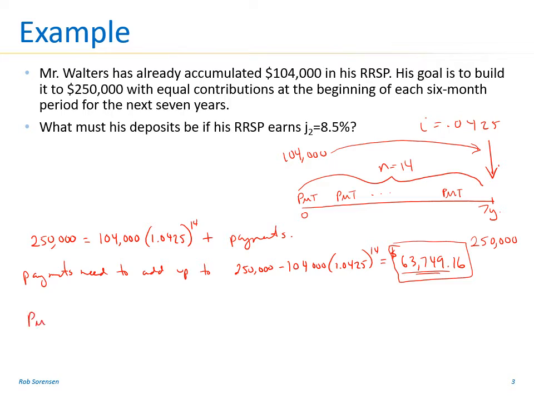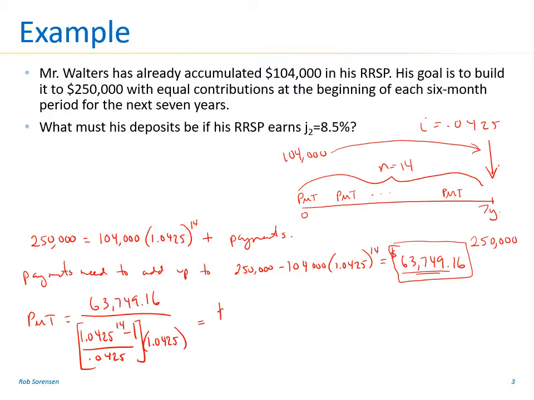So let's go to the payment formula. Put 63,749.16 divided by 1 plus i to the n minus 1 over i, times 1 plus i. Plug that in our calculator. And we come up with $3,286.10 every 6 months.